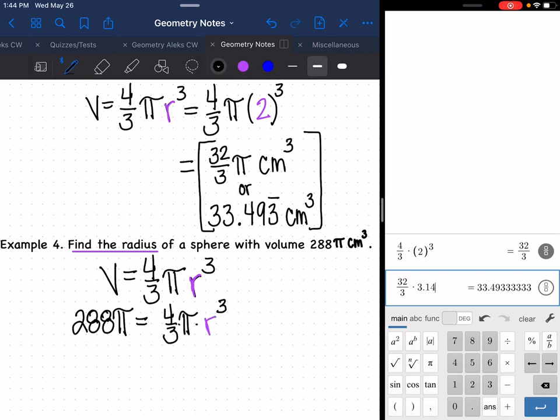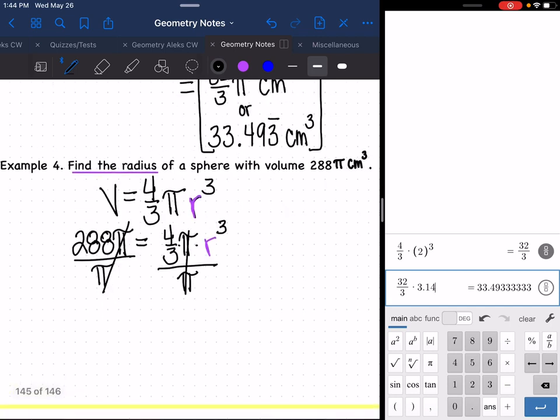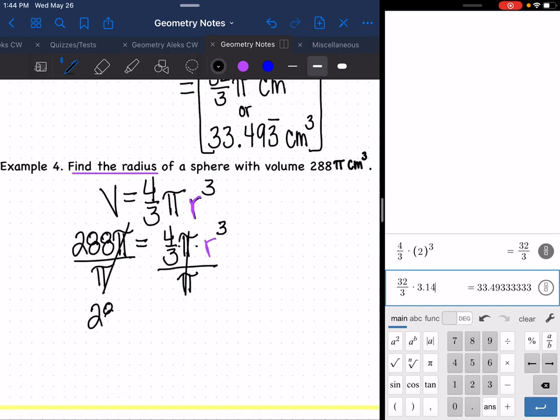Now this one I'm going to do a little bit differently because of the fraction 4/3. I'm going to go ahead and divide both sides by pi first. It's going to eliminate my pi on both sides. And now I can deal with the fraction. To get rid of a fraction, the quickest thing to do is to multiply by its reciprocal. So I'm just going to take that fraction and I'm going to flip it. 3/4, and that will cancel this out. What I do to one side, I must do to the other.